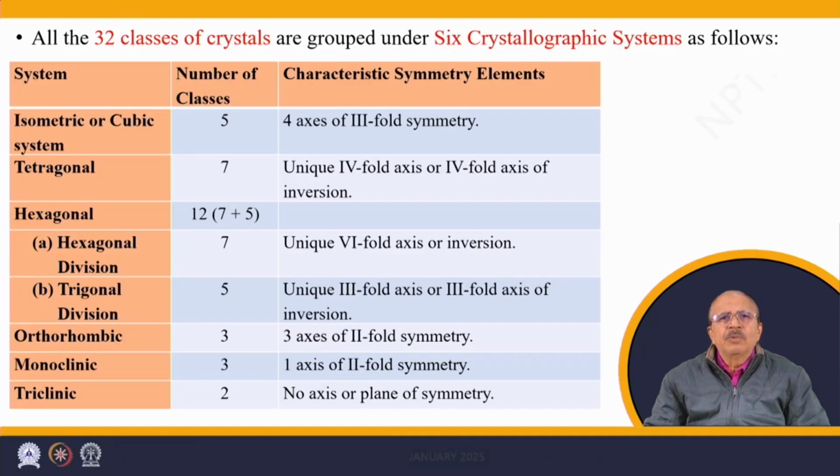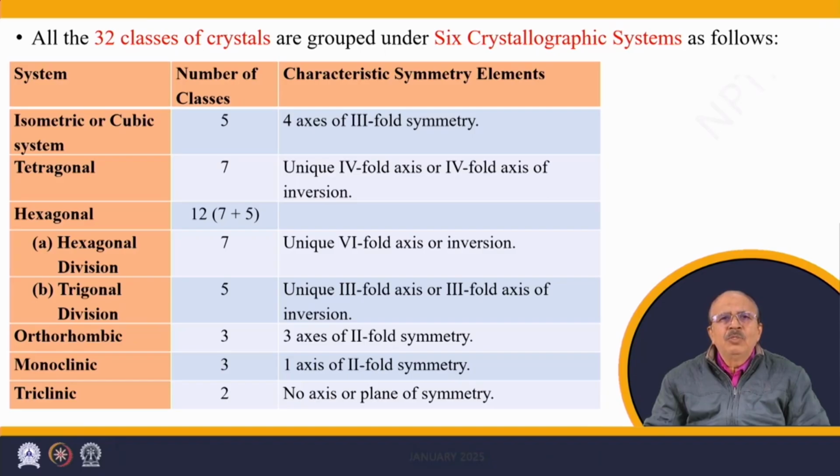All the 32 classes of crystals are grouped under 6 crystallographic systems. You can see in the table also the system, number of classes and characteristic symmetry elements are given in the different columns. The first one is the isometric or cubic system. Number of classes is 5, whereas characteristic symmetry elements is 4 axes of threefold symmetry. Tetragonal system, the number of classes is 7, unique fourfold axis or fourfold axis of inversion.